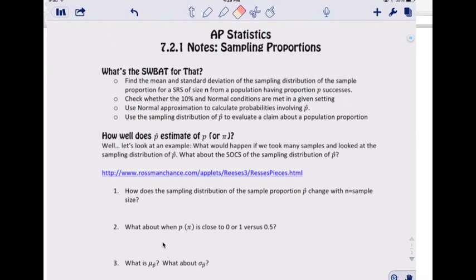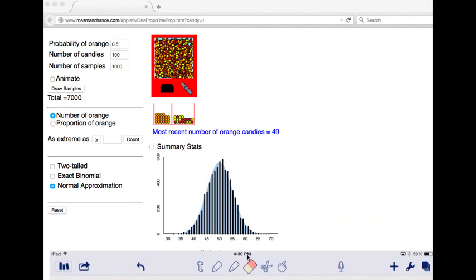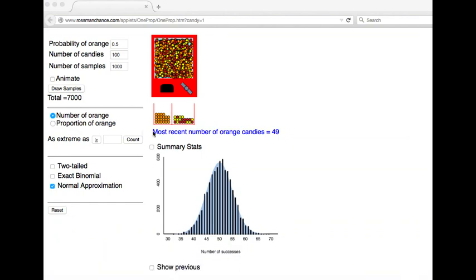Okay, so that was number 2, and then the next question is, what is mu sub p hat, which is, what is the mean of the sampling distributions? And if you take a look at these, generally they're over your expected value. So generally, when you're looking at these proportions in the sampling distribution, basically what you're doing is you're creating a distribution of all the p-hats that you've gotten in all of your samples.